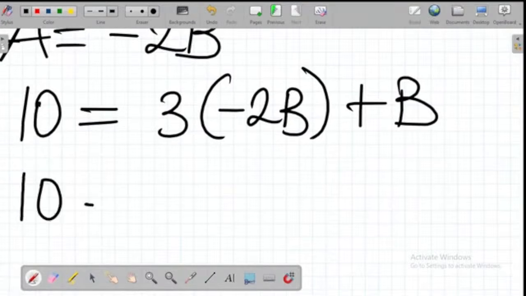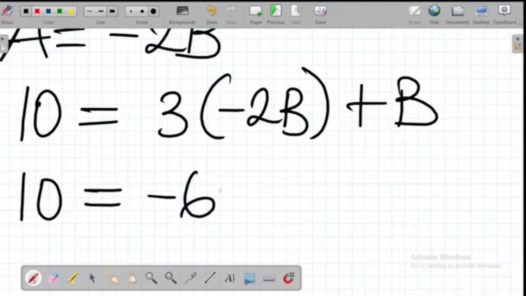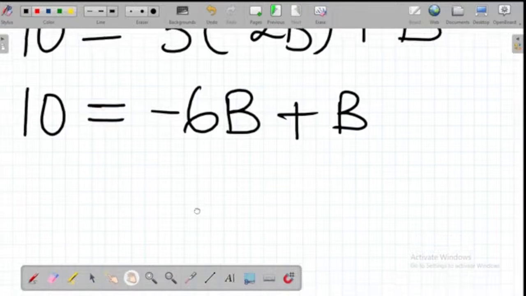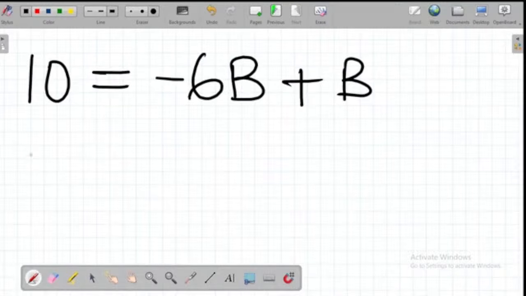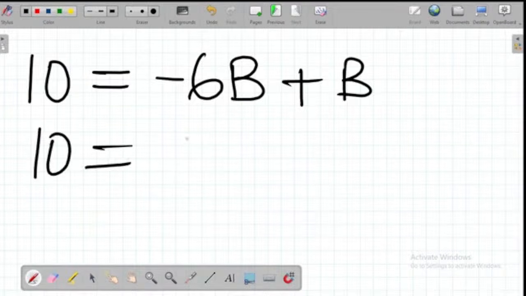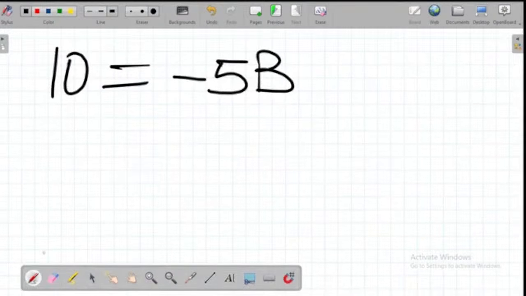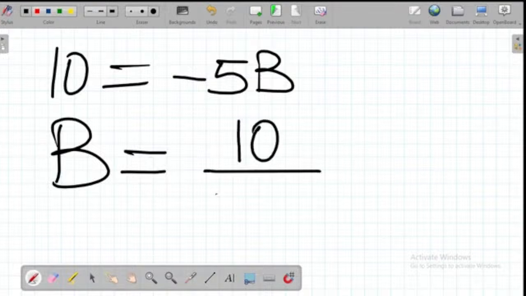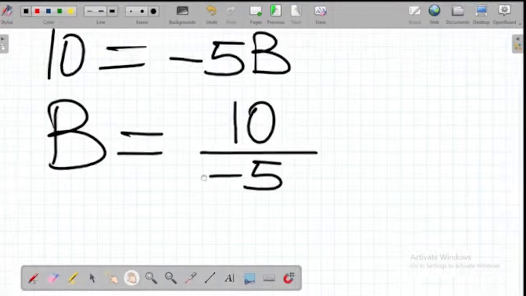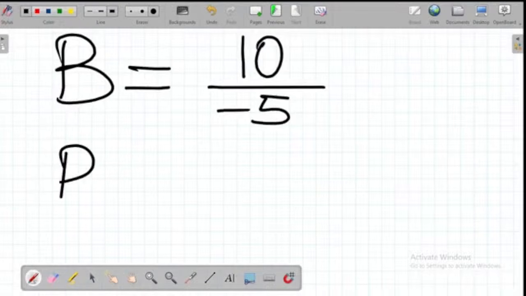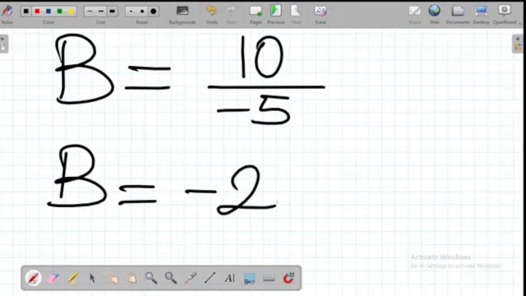So here we have 10 is equal to 3 multiplies negative 2B. It gives us negative 6B plus B. So here we have 10 is equal to negative 6B plus B. We are left with negative 5B. So let's make B the subject of the formula. B is equal to 10 divided by negative 5. Therefore, B is equal to negative 2.